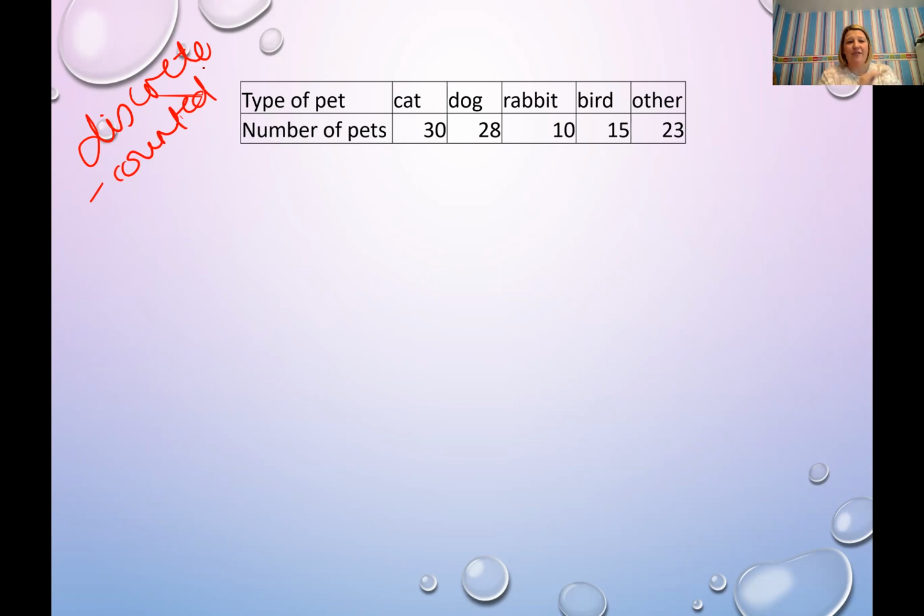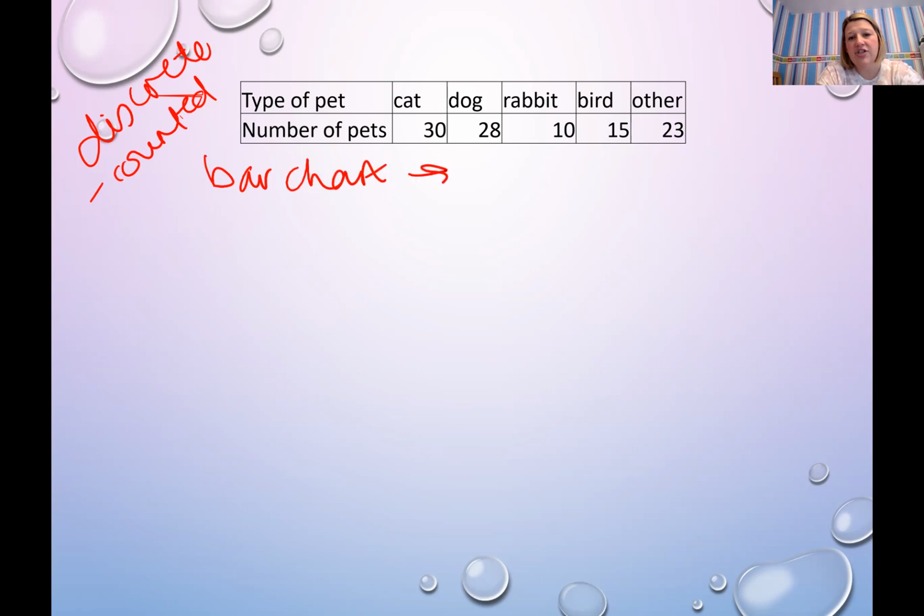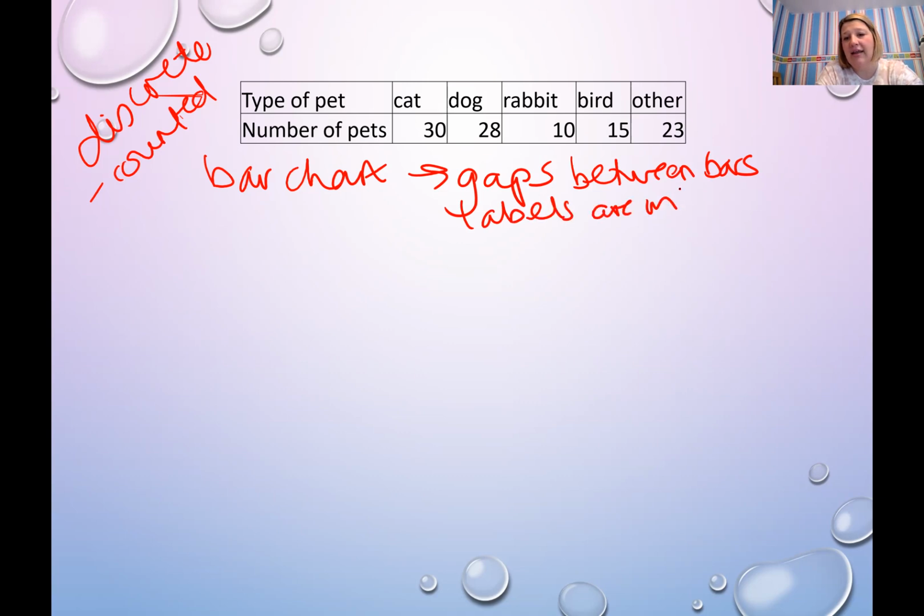It's the number of cats. Everything is separate, okay? There's no continuation of the measure, just separate categories. So I've got my cat, my dog, my rabbit, my bird, my other. So it's discrete. So I need to think about how I'm going to present that in my bar chart. So my bar chart should have gaps between bars, and the labels are in the middle.